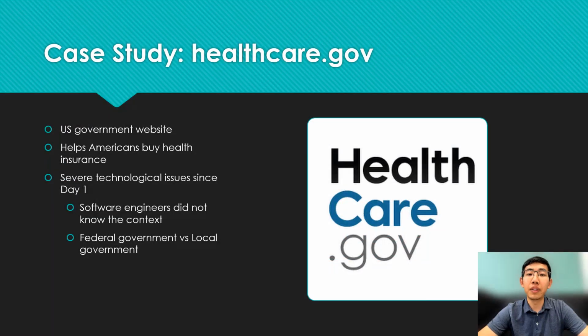An example of failed problem definition would be the Health.gov website in the US. It's supposed to help Americans choose private health insurance, but went down on day one due to technological issues. The investigation later found out the software engineering team was not aware of the scale of the operation and therefore did not prepare the server to handle everyone in the US using this website at the same time.